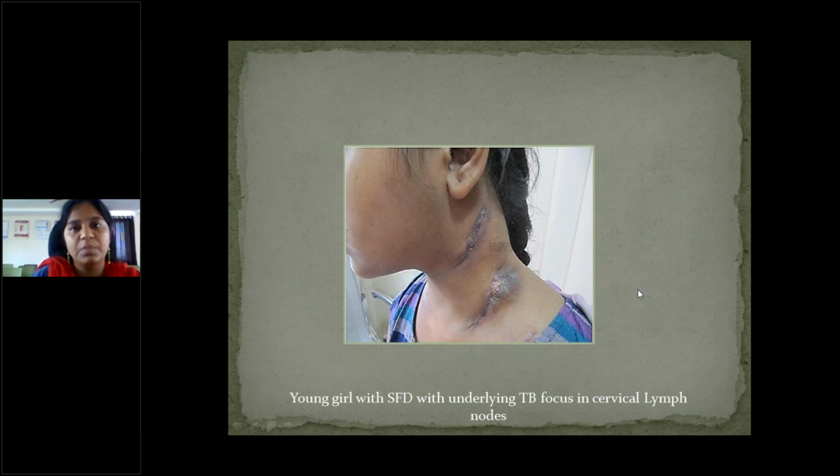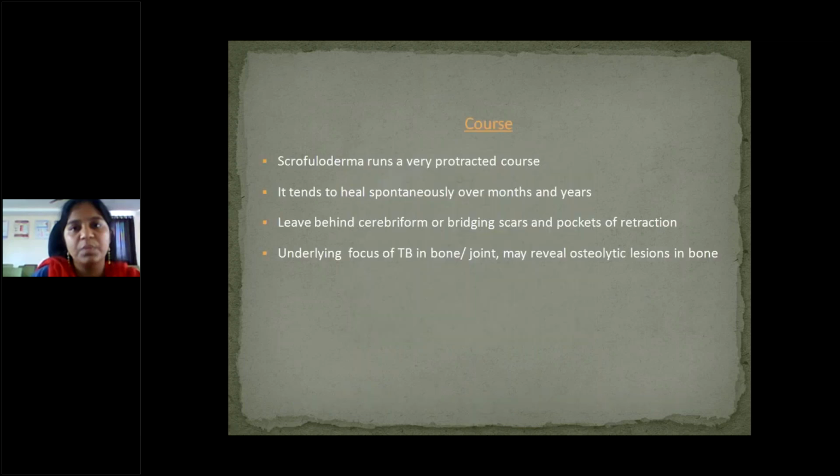Right? And the course, as we already told, immunity is a little better in these patients. Scrofuloderma runs a very protracted course. It tends to heal spontaneously over months and years because of the formation of sinus tracts. Anywhere you find the disease, you find sinus tract formation over the skin. When it heals, it definitely leaves a scar, and it forms cribriform or bridging scars, and they leave pockets of retraction. The underlying focus may become osteolytic, and further investigations will definitely reveal the primary focus of the infection.